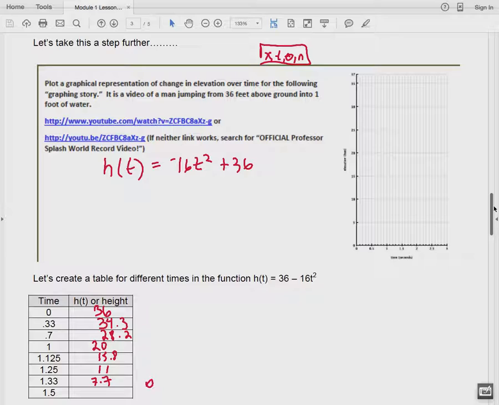So now I'm going to take these and plot them on the graph. Ready? 0, 36. And then it's 0.33. Notice this is 1, that's 0.5, so 0.33, 34. This is going to be approximate as I do this. 0.7, 28, which I think is 2.8.